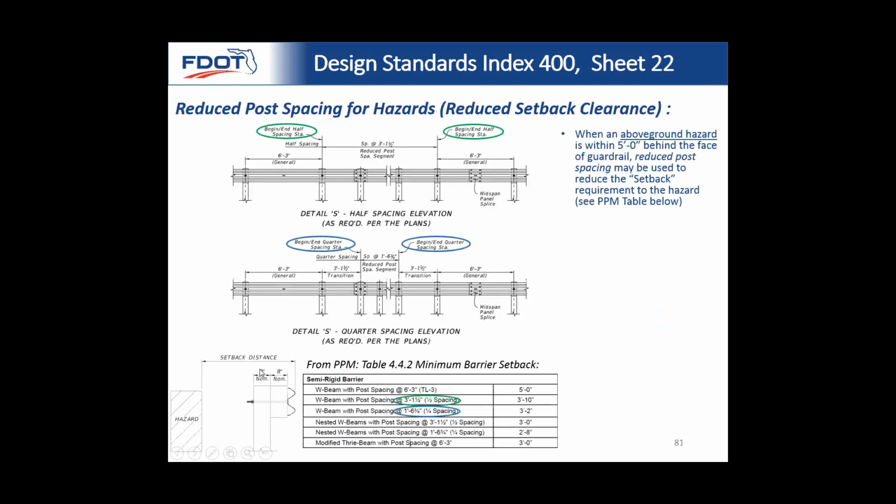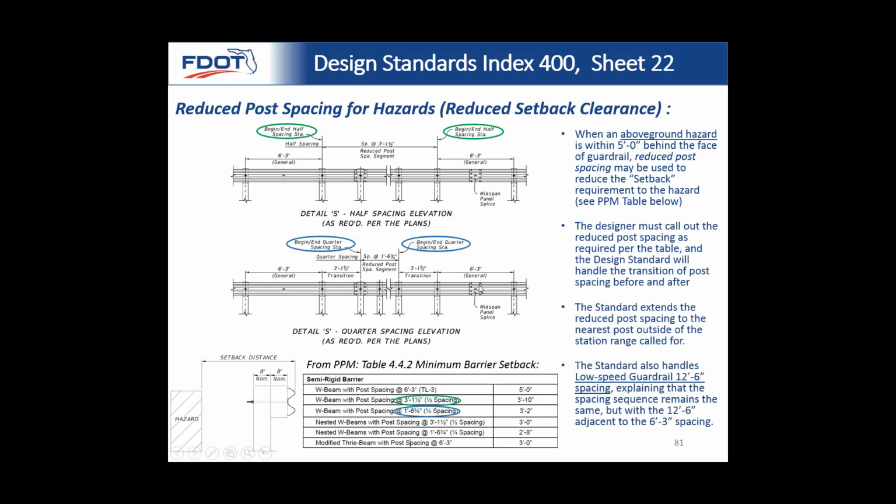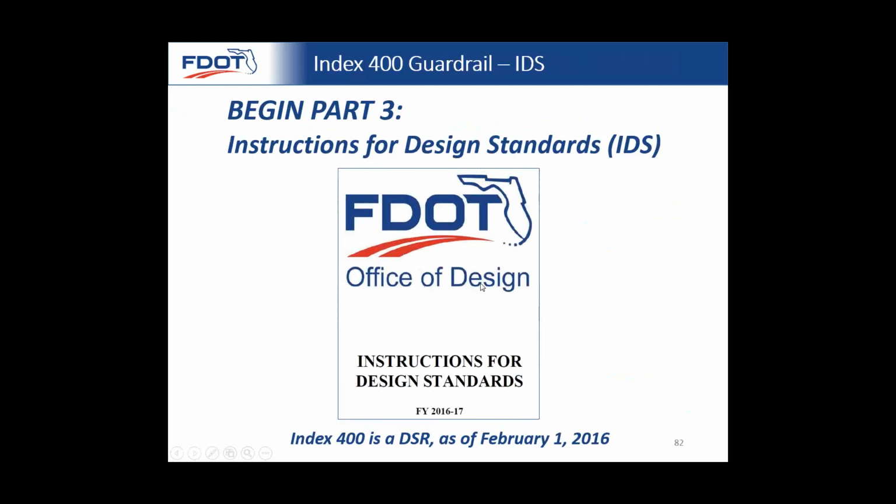As far as this deflection, Durwood was talking about setback distance, and the setback is always measured from the face of guardrail. So you follow this table, and it defines how to transition post spaces. If the designer just needs to call out begin and quarter spacing, then you realize, okay, I got quarter spacing here. Now I can be within 3'2" of a hazard, and it spells it all out for the designer and the contractor.